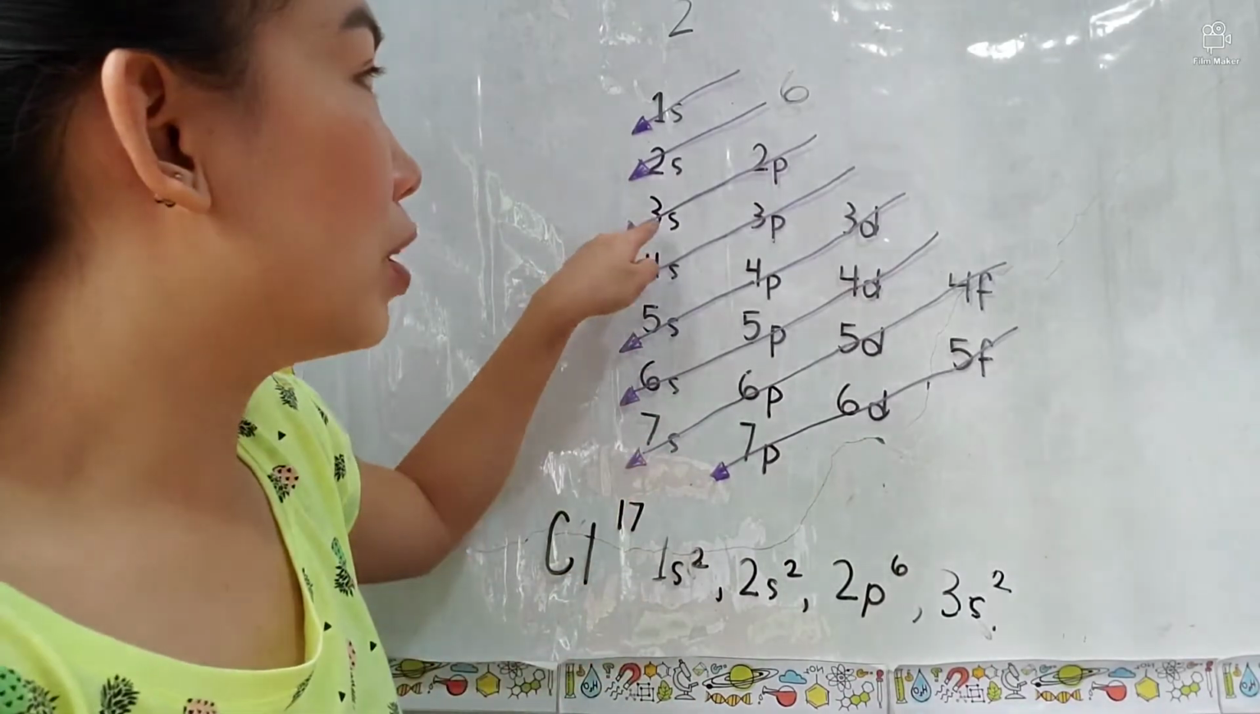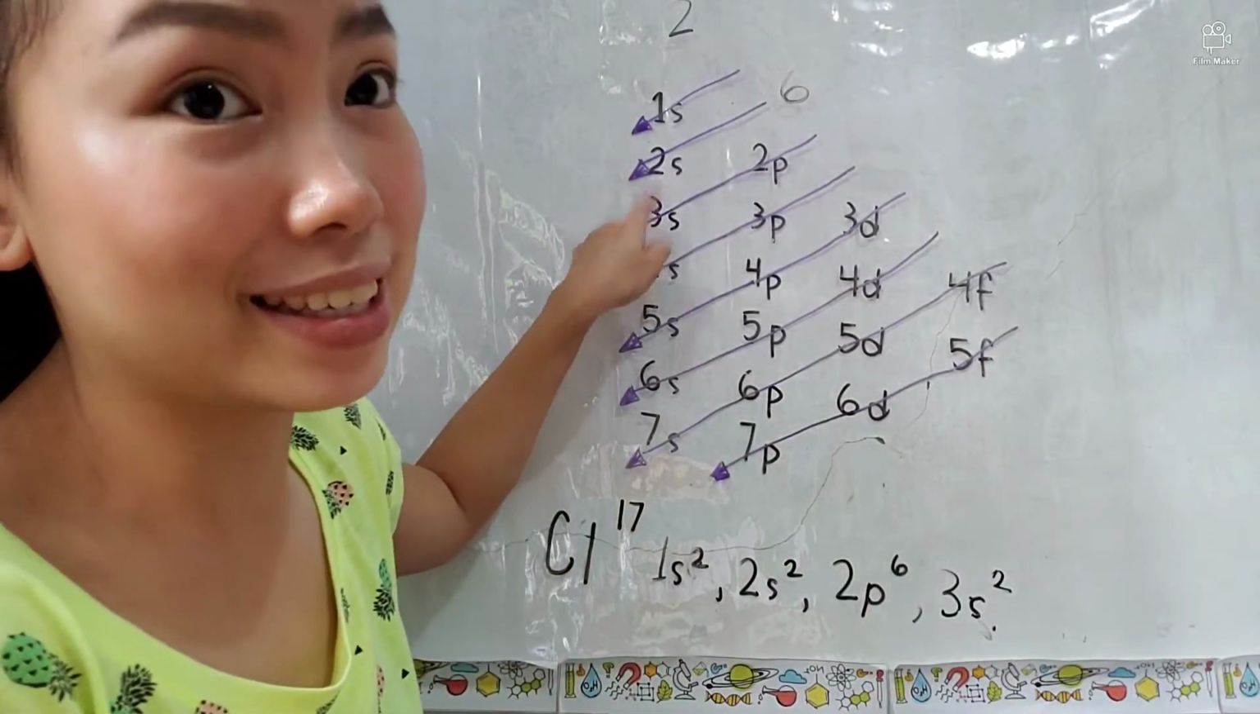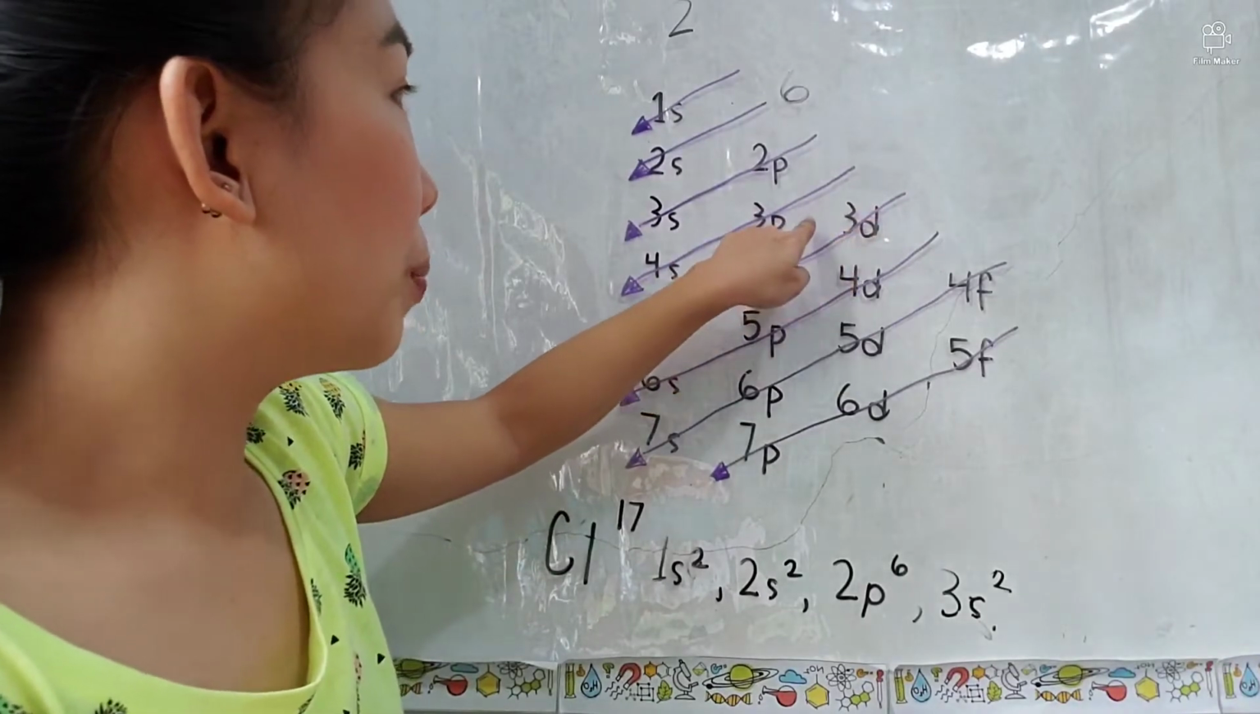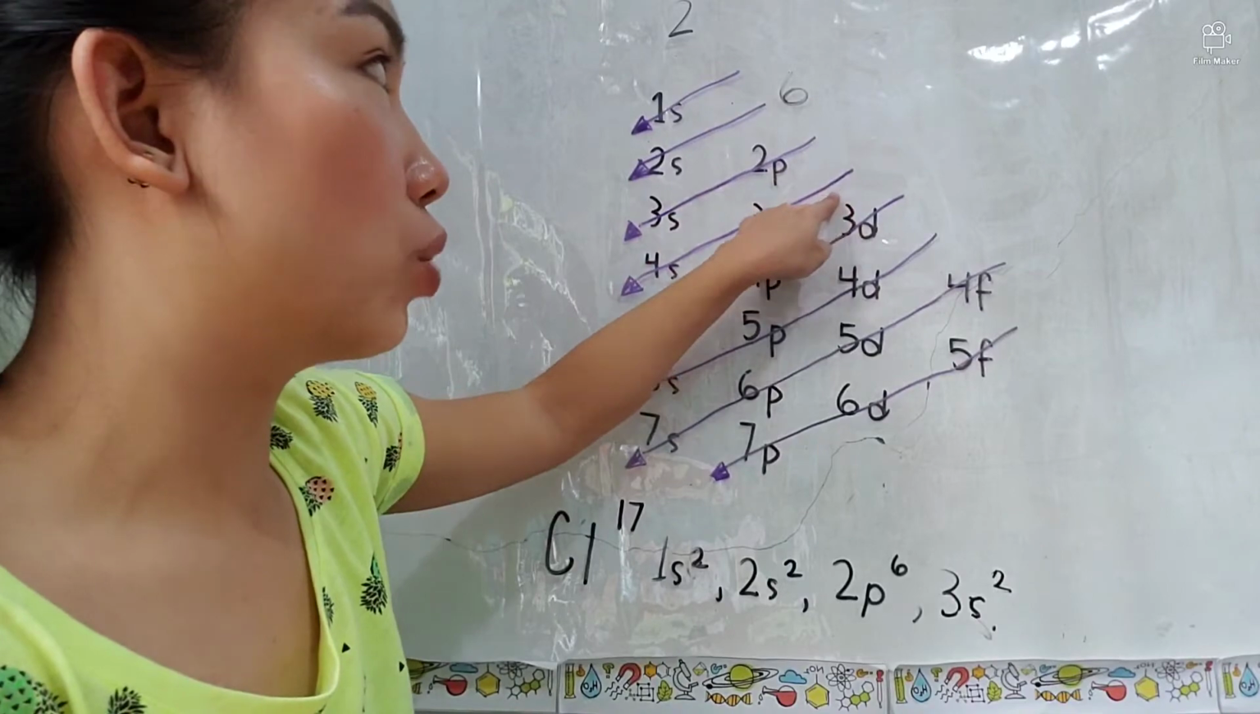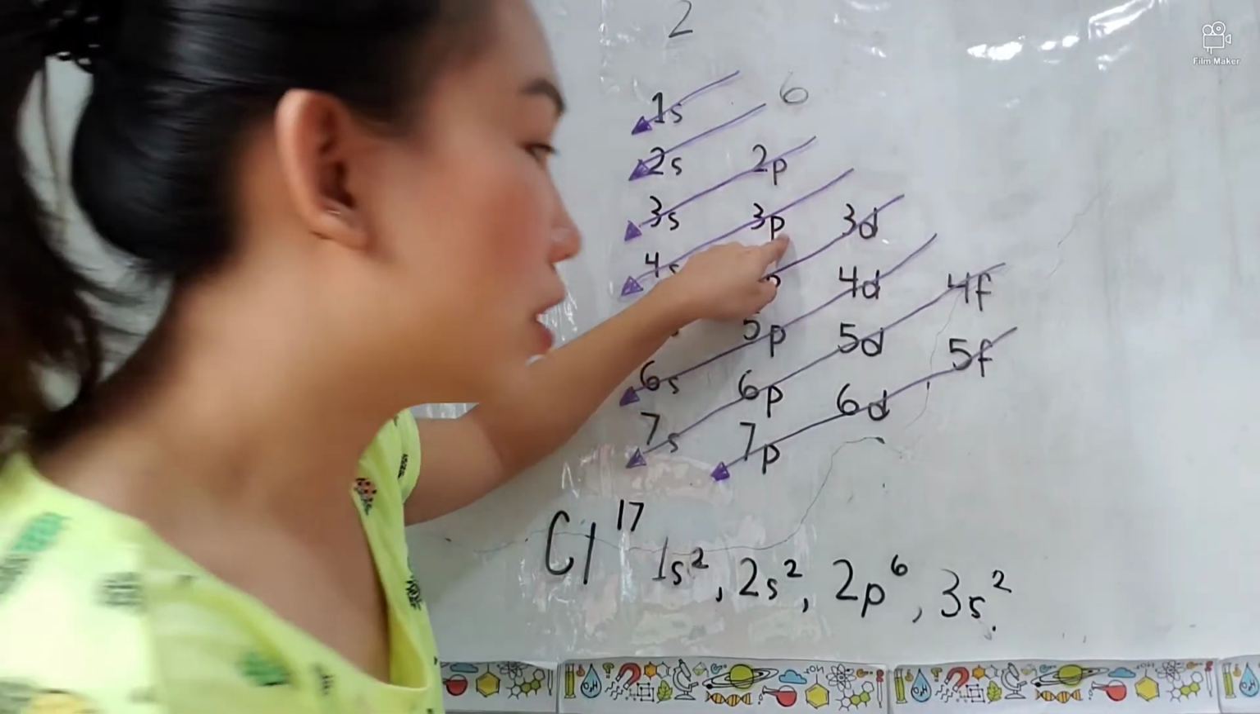So, dahil hindi ka pa tapos, punta tayo dun sa next layer. So, the next layer will be 3p. Kasunod dun ng 2p, we have 3p. Itong layer na to. So, sulat mo ngayon si 3p.